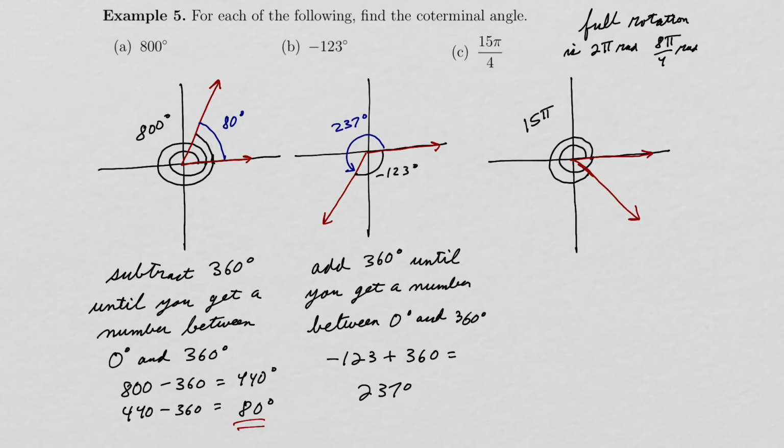So that would be the angle 15 pi over 4. But if I want the coterminal side where the angle is between 0 and 2 pi, I really want this angle, just from here to here. I'm drawing it in blue now. So how do I do that? Well, I could just subtract 2 pi radians until you get a number between 0 and 2 pi.